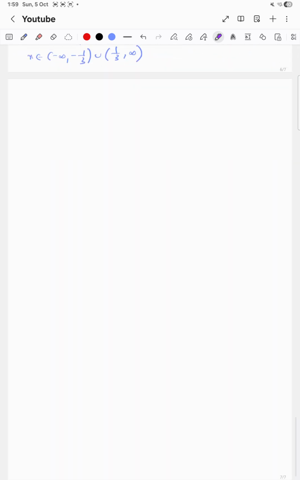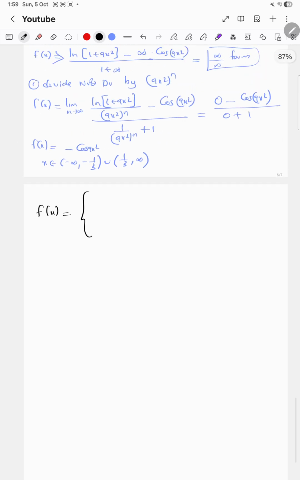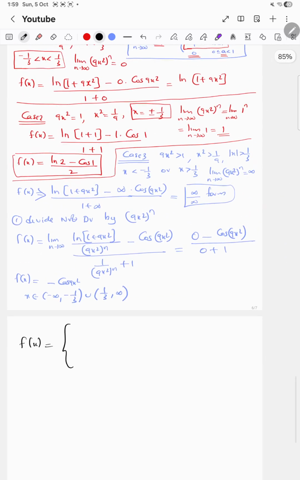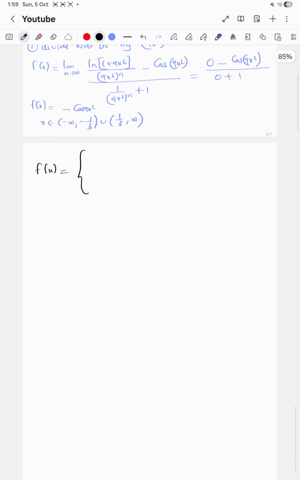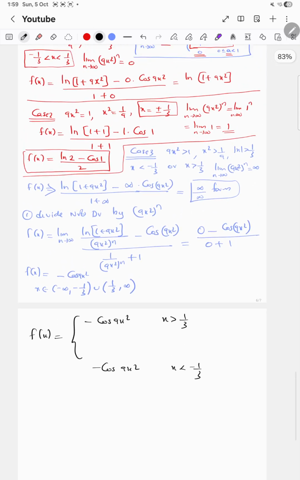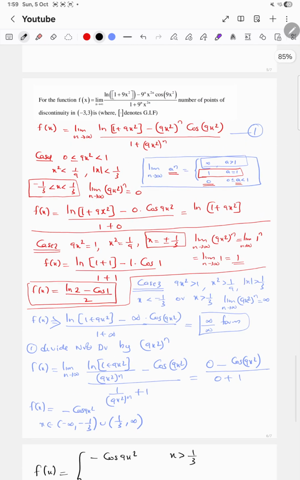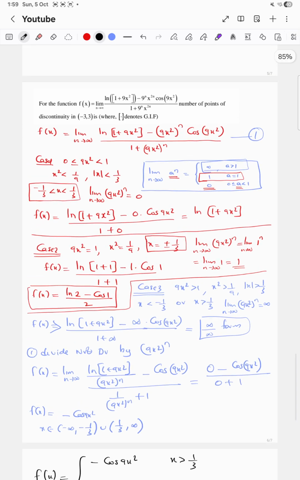Okay, so f of x is minus cos 9x square when x is greater than 1 by 3, again minus cos 9x square when x is less than minus 1 by 3. That's one case. The other case is minus 1 by 3 to 1 by 3.